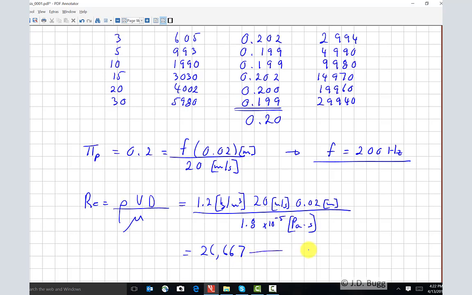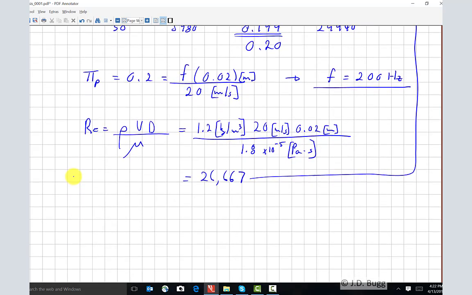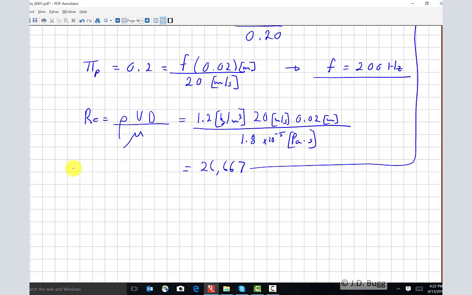So you take a look at that Reynolds number, you'll notice that it's within this range. It's actually between those two. So it's within the range, so we can conclude that the Strouhal number is 0.2, and therefore this frequency that we calculated in the prototype situation is correct. So we can finish off by making a statement that the bridge cable will vibrate at 200 hertz.